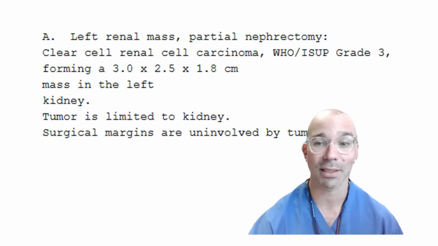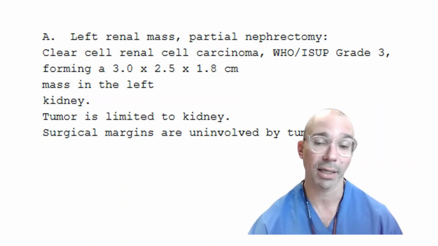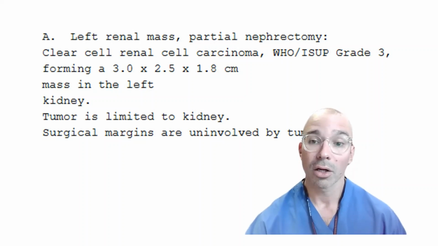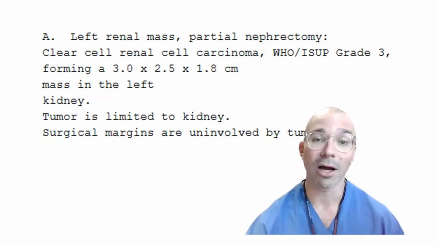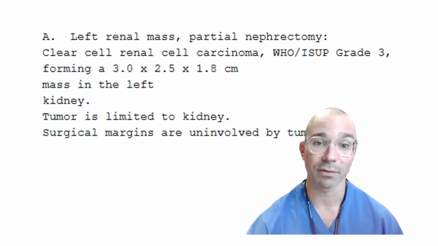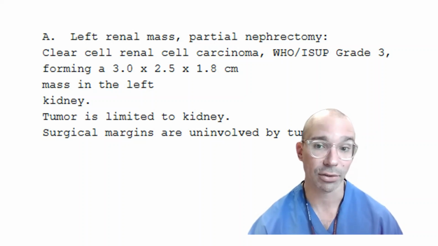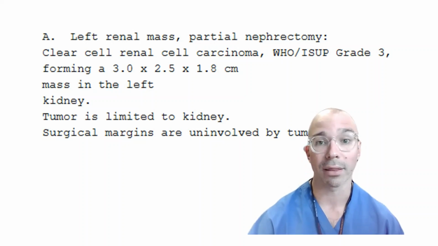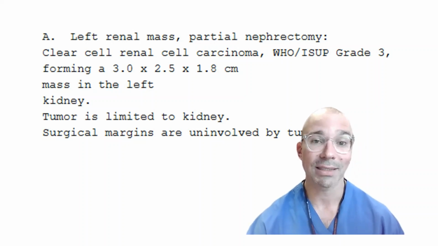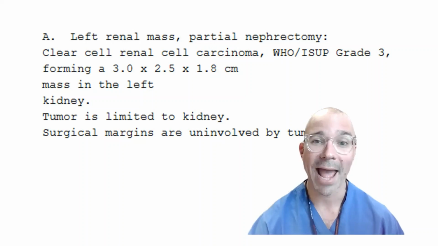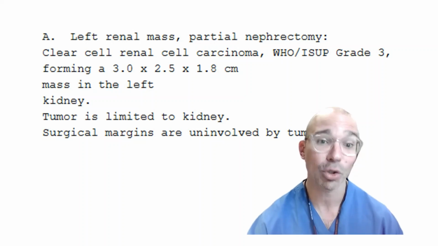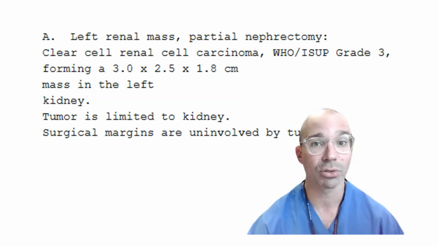The next component is typically the grade. And you see here, WHO or ISUP, grade 3. Grade 1 and 2 tumors are low grade, meaning under the microscope, these are not aggressive looking cells, not aggressive looking cancers. A high grade tumor is either grade 3 or grade 4. This means they look aggressive under the microscope and have the ability to grow outside of the kidney and potentially spread. But not all high grade tumors will grow or spread beyond the kidney. It just means that they could. In general, low grade tumors do not.